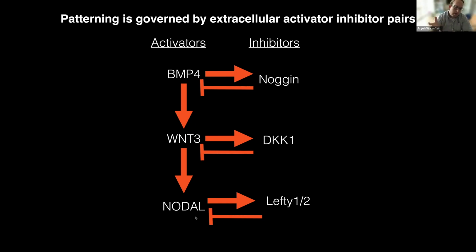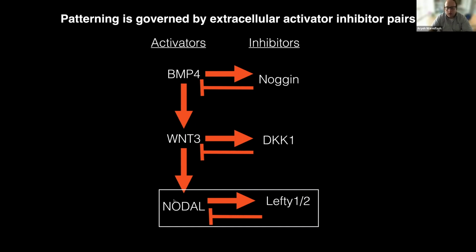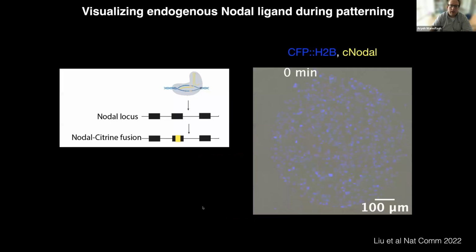But we thought that in these cultures, which are flat, in 2 dimensions, and ideal for microscopy, maybe we could visualize these secreted signals. And so we started by looking at this most downstream pathway, mostly because nodal is the only ligand that's important for this pathway. If you knock out nodal, you completely lose signaling through this pathway at this stage. And so this allows us to study this one very important ligand.